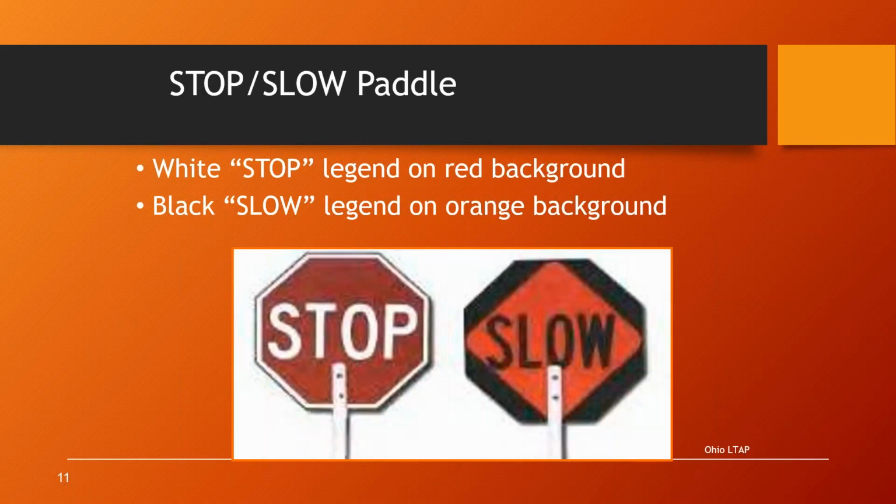So it has two sides, a stop side and a slow side. The stop side looks just like a stop sign. It's got the white letters with a red background, and the other side is an orange background, like most work zone signs do, and has the black letters that say slow.